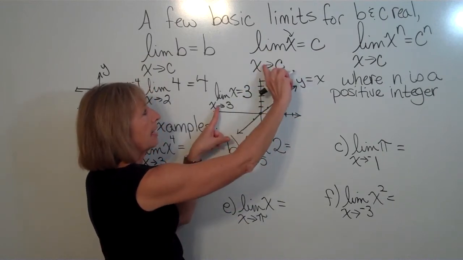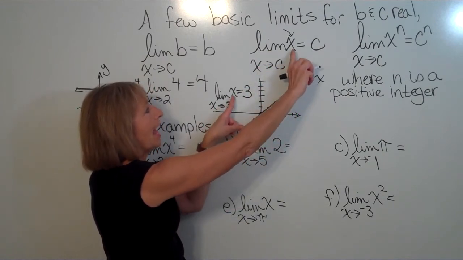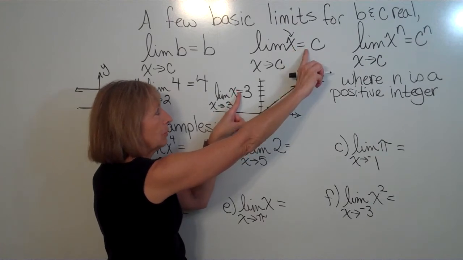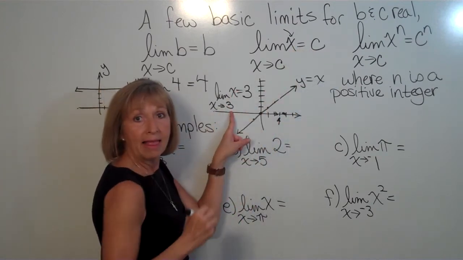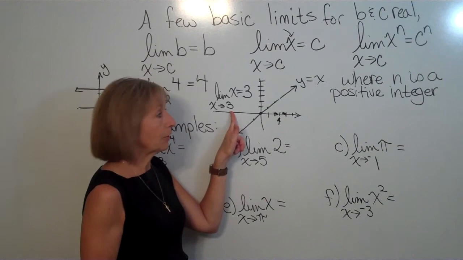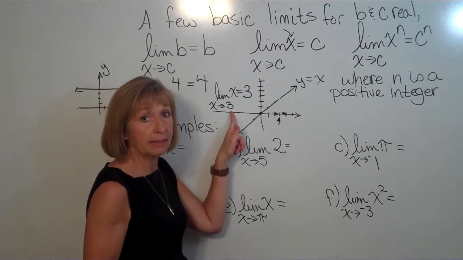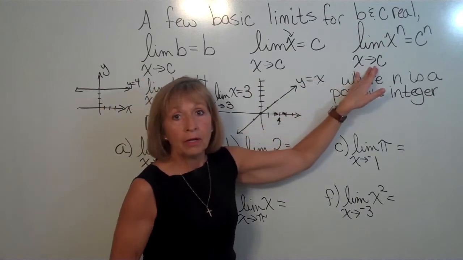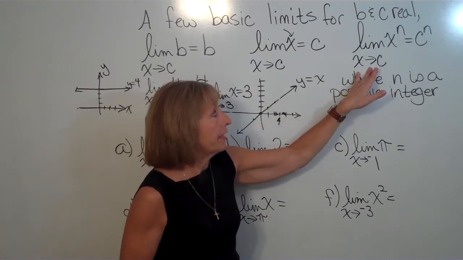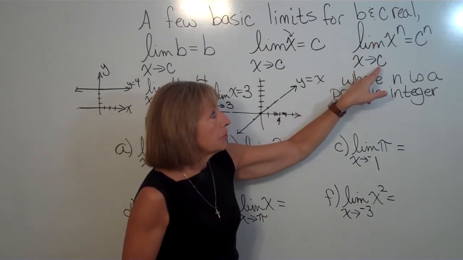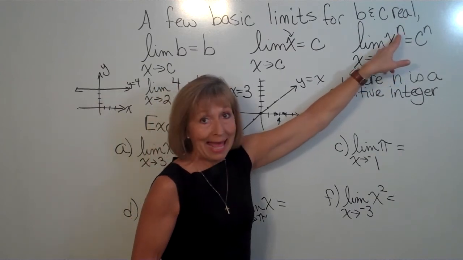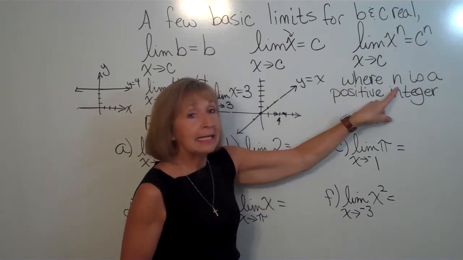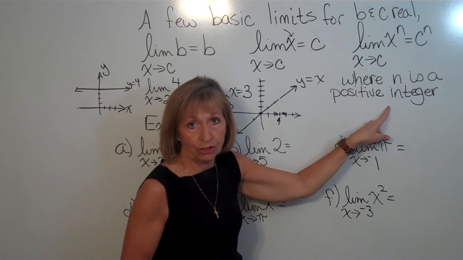So the limit as x approaches a number of x is equal to whatever number the variable of your limiting process was approaching. And then the third one for just this introductory part is the limit as x approaches c of x to the n, where n is a positive integer.